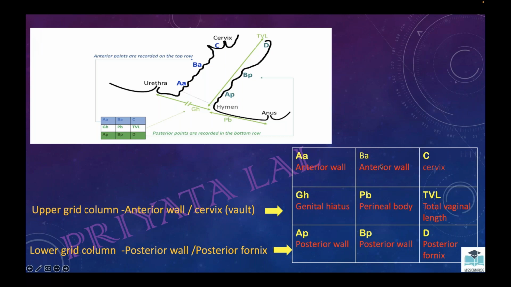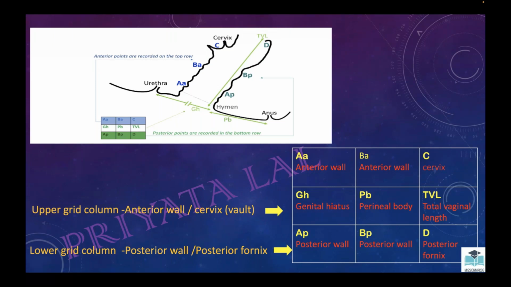Then go to the lower part of the grid, which is the posterior wall. So AP, BP, and D, the posterior fornix. And in the middle, it will be GH, PB, or perineal body, and TVL. So just remember, the upper grid is for the anterior wall and cervix, and the lower grid is for the posterior wall and posterior fornix. If you can remember this much, then the rest of the job is easy.